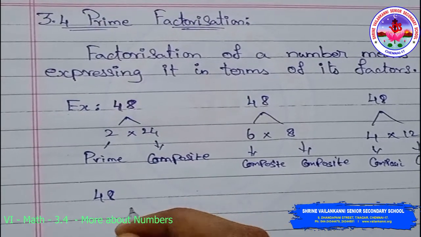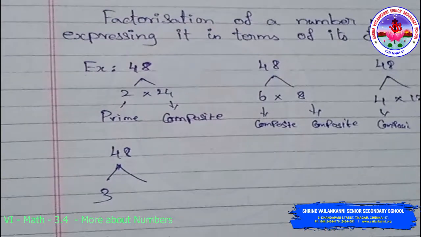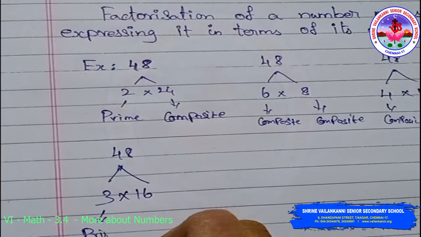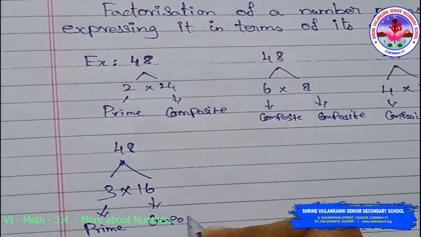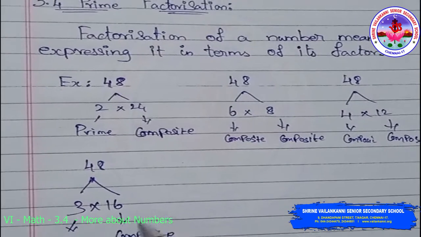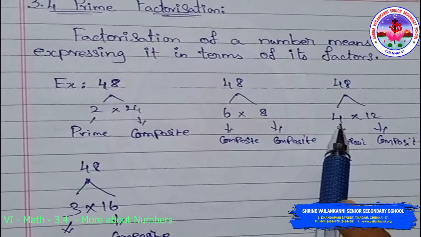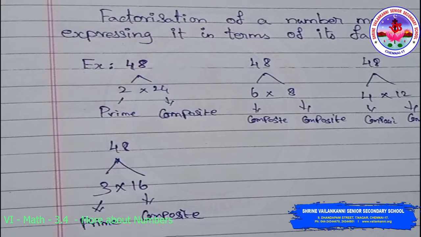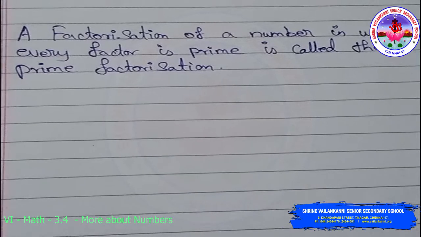48. The last one is 3 into 16. Here 3 is a prime number, 16 is a composite number. These are the factors of 48: 2 into 24, 6 into 8, 4 into 12, 3 into 16. Factorization: a factorization of a number in which every factor is prime is called a prime factorization.